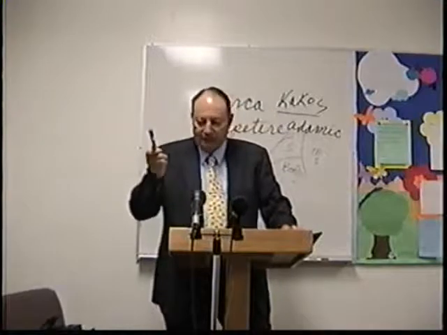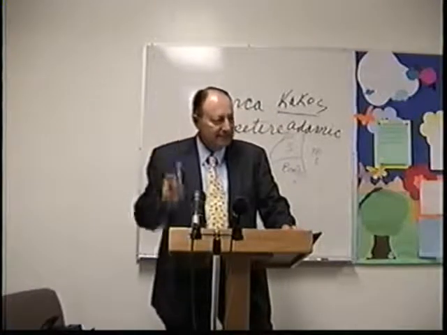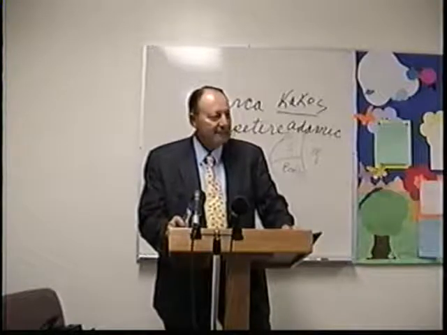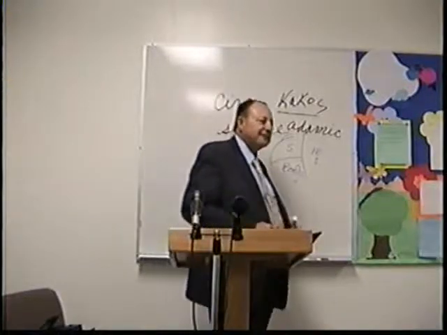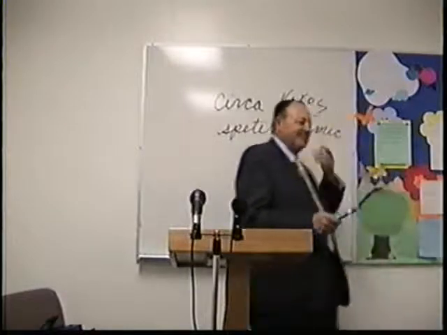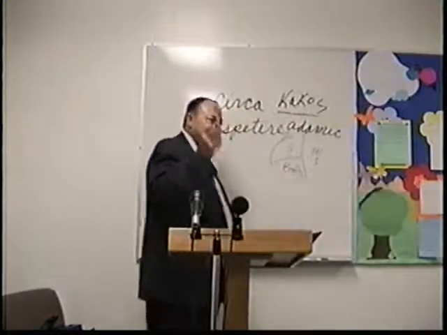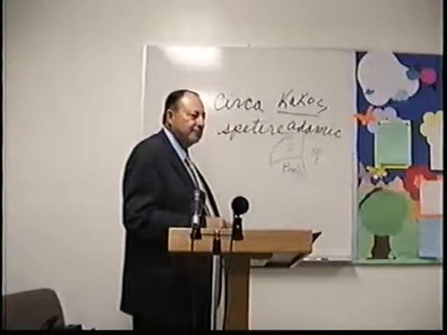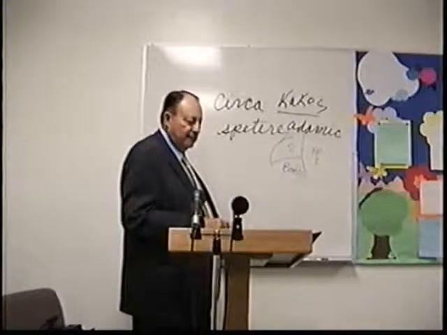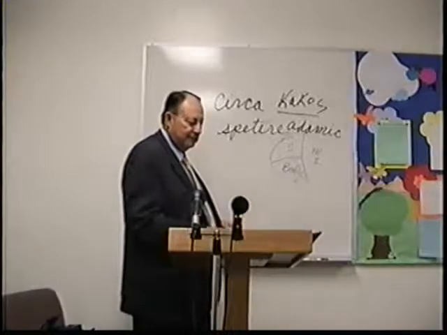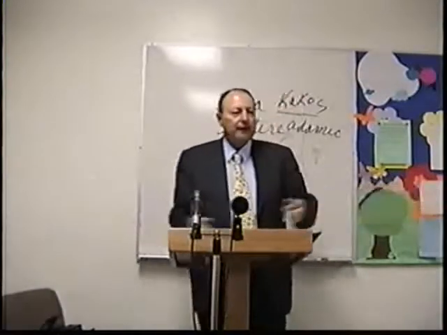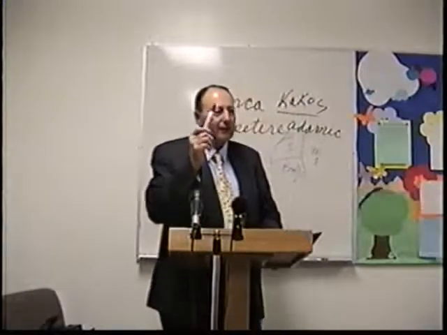Teenagers test every generation of mankind since Adam. I think maybe when Cain killed Abel, he was a teenager. Teenagers test every generation. They do. Because they're brainless. We become brainless.